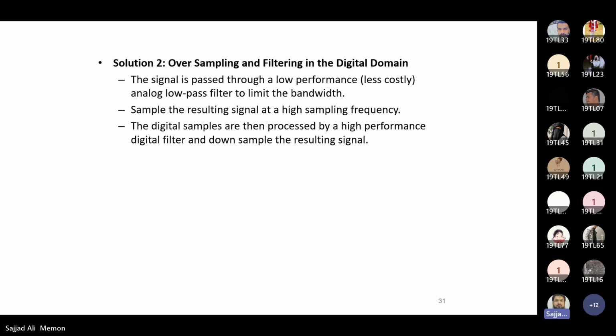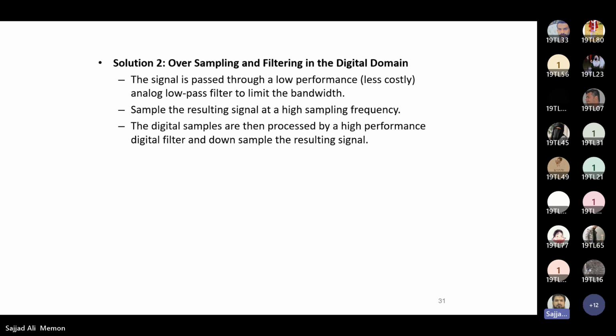In solution one, we suggested using a pre-aliasing filter, that is a low pass filter, and that filter will be costly. If you want that filter to be efficient, so that the actual cutoff frequency and the ideal cutoff frequency have less difference, then you should go with a high quality low pass filter. That will be expensive. But in solution two, the signal will be passed through a low performance analog low pass filter to limit the bandwidth.